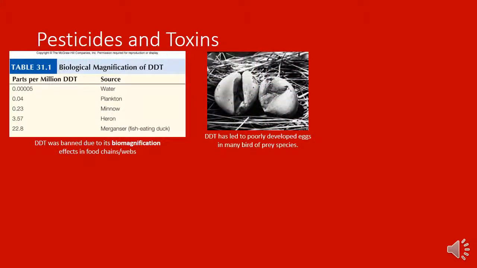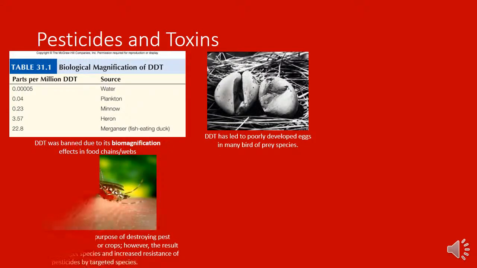And so this is what the bald eagle eggs would have looked like in many other birds of prey that had high levels of DDT in their system when DDT was being used. That would cause their eggs to not be viable.